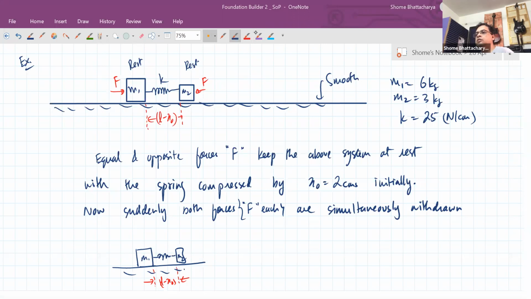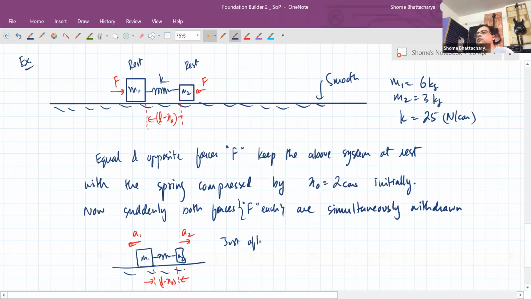So it will start moving. How will it start moving? Both the blocks will be pushed by the springs, right? Yes, sir. So this will develop some acceleration like this, and this will develop some acceleration like this, A1 and A2. Okay, this is just after.